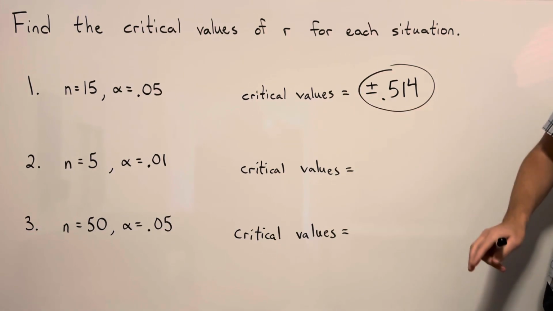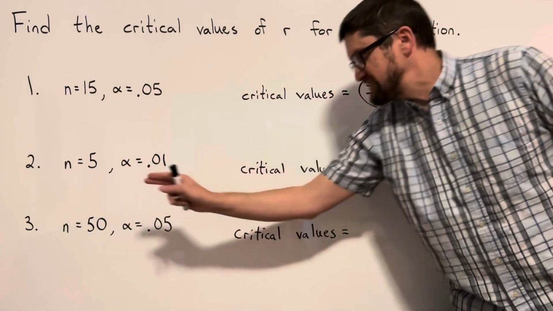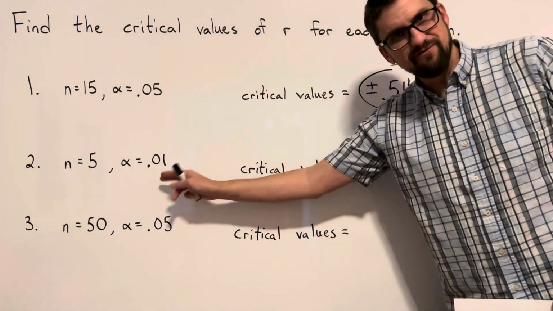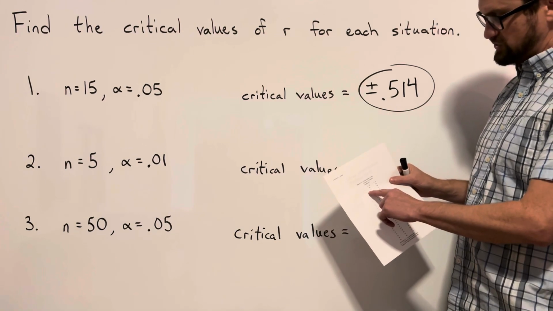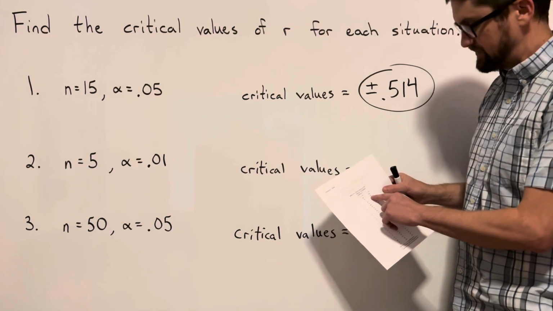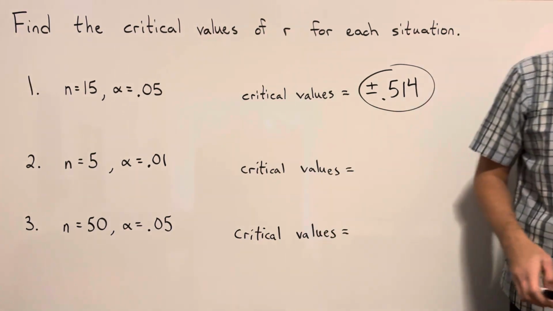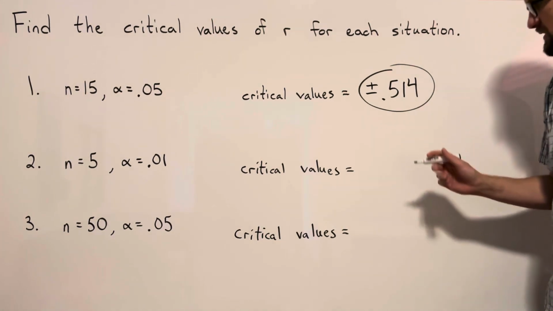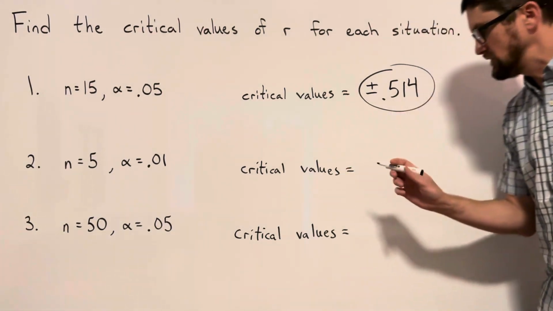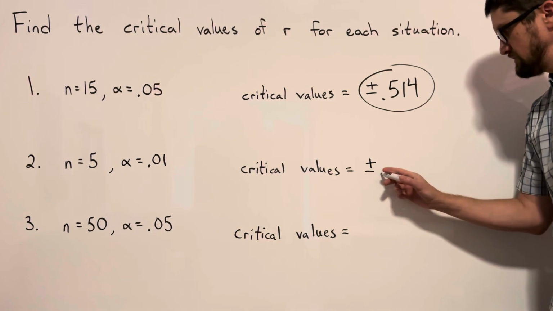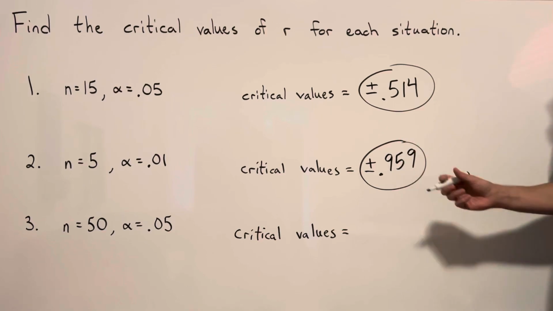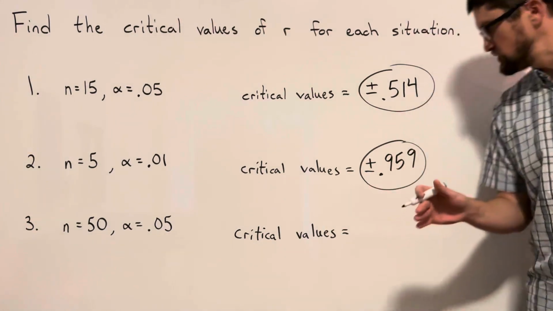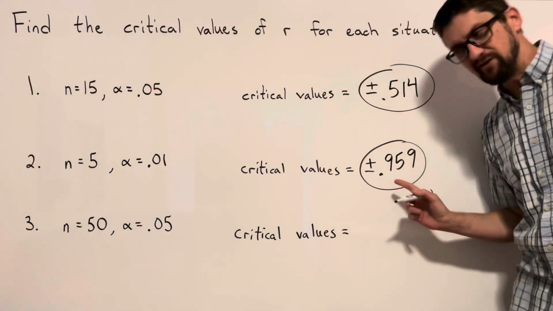Looking at number 2, we have 5 pairs of data with a significance level of 0.01. So on the table, I'm going to go down to 5, and then I go to the right to the third column, and I get 0.959. Again, don't forget to include the plus or minus sign. So we have 2 critical values for each situation. They come in opposite pairs.